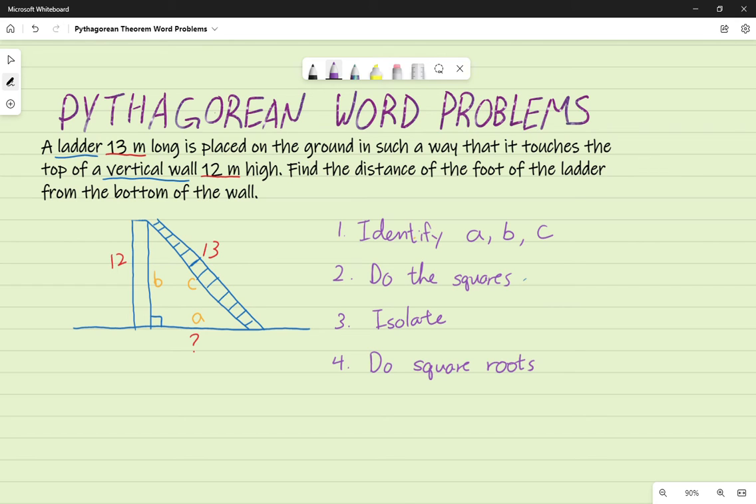Step 1 was sort of done while we were drawing the diagram. When we put the numbers on here in the ABC, we identified what the ABC was. So I can just continue from there.